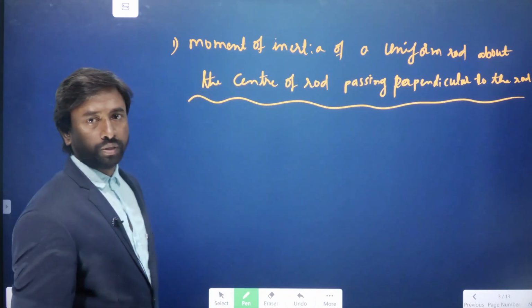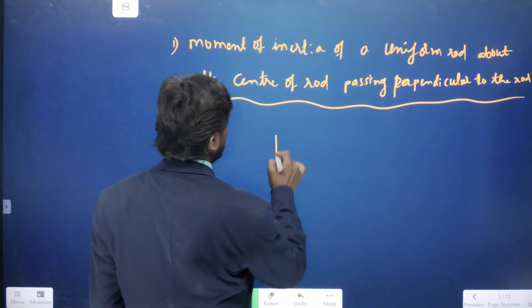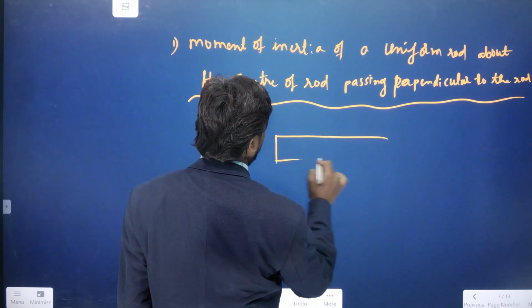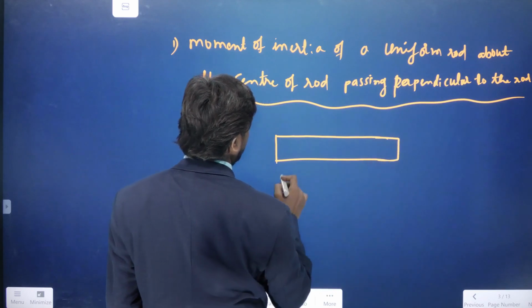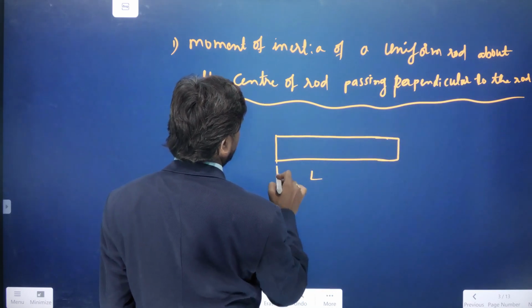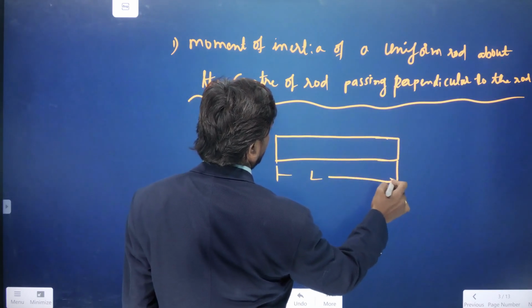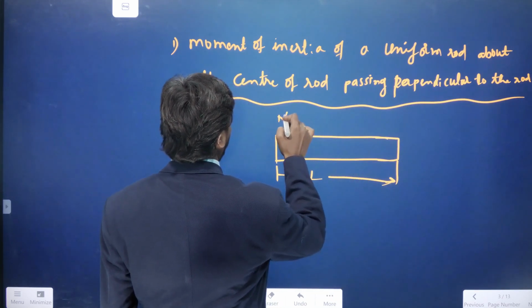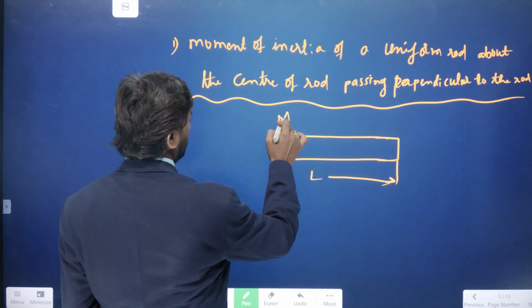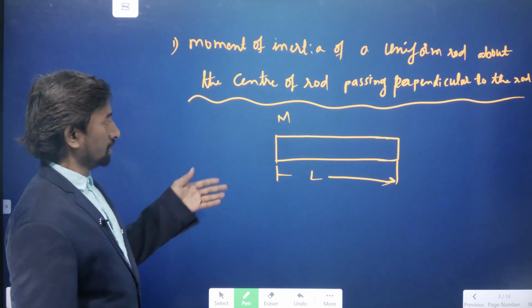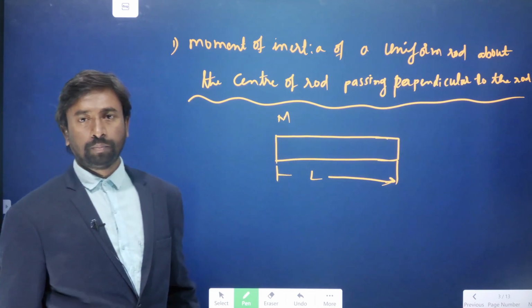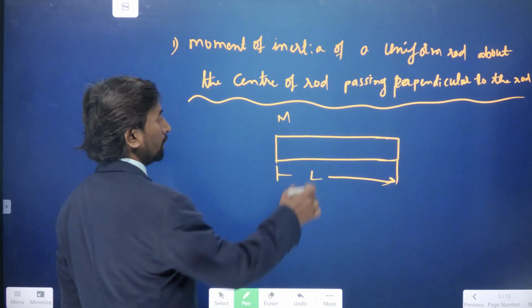Now I will show you the diagram of how it will be. Suppose let us consider this is a uniform rod of length L, and the mass of this rod is capital M. It is a continuously distributed mass, so how do we find the moment of inertia about this point?